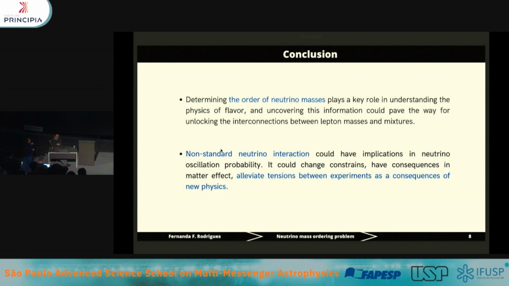We can conclude, so, that determining the order of neutrino masses plays a key role in understanding the physics of flavor, and uncovering this information could pave the way for unlocking the interconnections between lepton masses and mixings, and that non-standard neutrino interaction could have implications in the neutrino oscillation probability. It could change constraints, have consequences in matter effect, and alleviate tensions between experiments as a consequence of new physics.